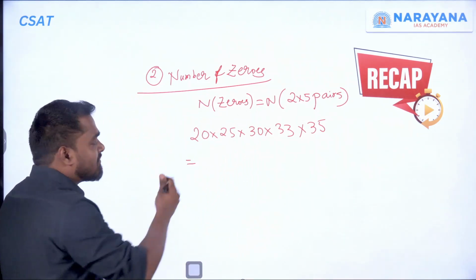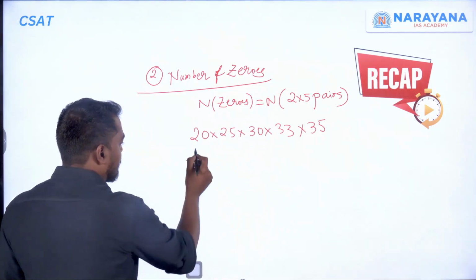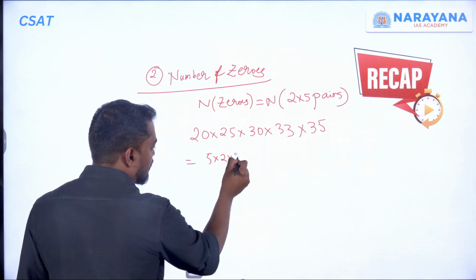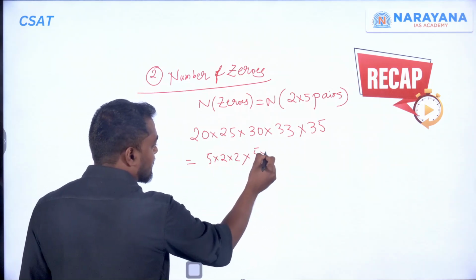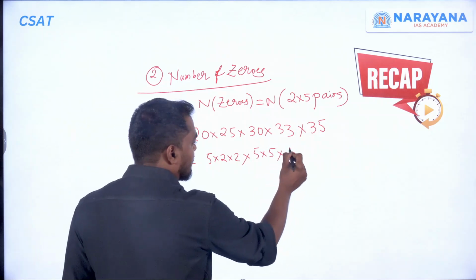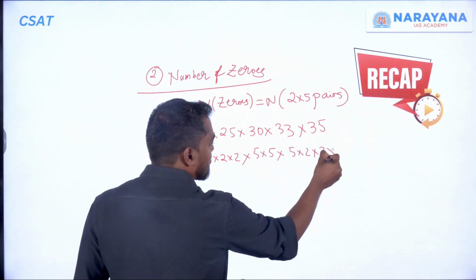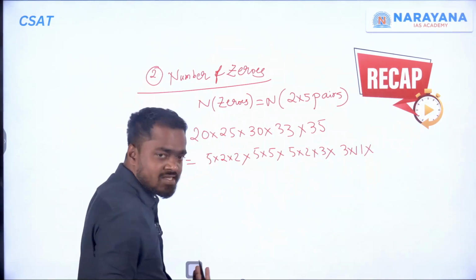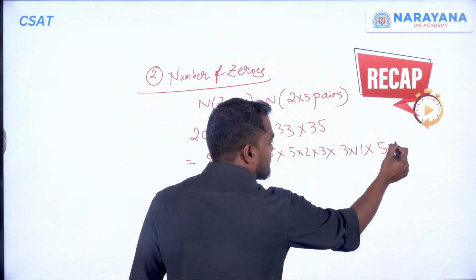You have to do prime factorization: 10 is 2 into 5. 20 can be written as 5 into 4, that is nothing but 5 into 2 into 2. 25 can be written as 5 into 5. 30 is nothing but 5 into 6, so 5 into 2 into 3. What is 33? 3 into 11. What is 35? 5 sevens.